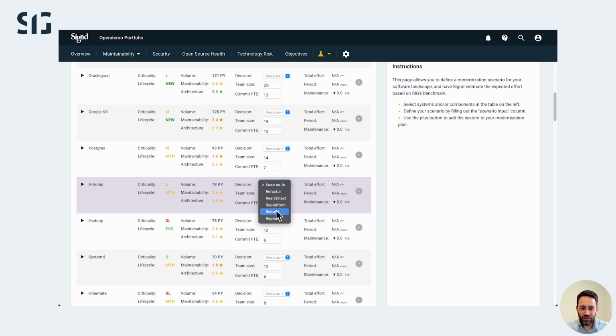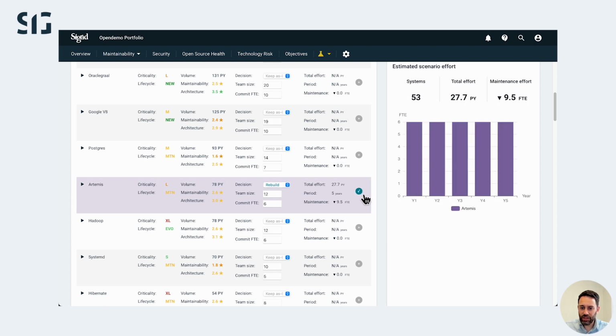In this case, Vidya chose that for Artemis, we actually want to rebuild this. So when I click on that, what you can see is that the total effort is being computed. It's roughly 30 person years, and with the current team commit, this will take around 5 years. When we load this up into our planner, we can see this here visually.